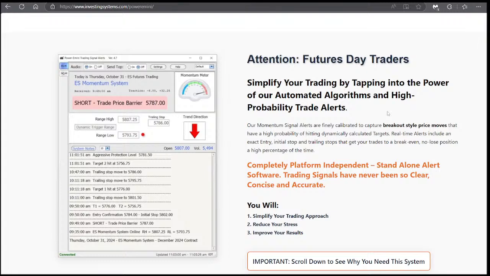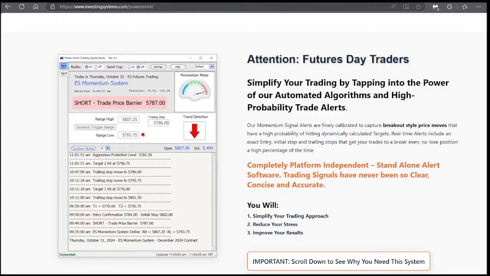That's what's even better: there's a little bit more to it than just getting the alerts and trading the alerts, because there's a lot of nuances that occur behind the scenes. As I mentioned, we've had this software out for years now, and it adapts to any sort of market conditions, which is really unique. Basically, it's looking to capture, like it says here, breakout price moves that have a high probability of hitting the targets. This is an important point to understand about this software, and it's a point of confusion.